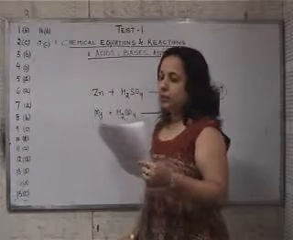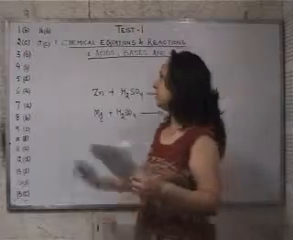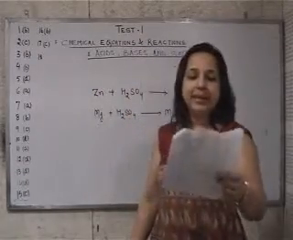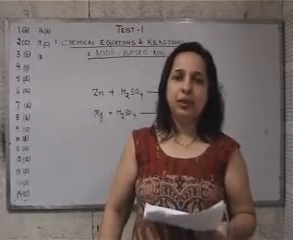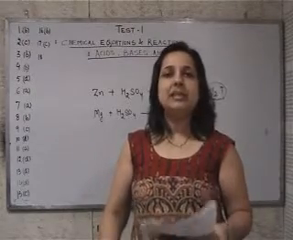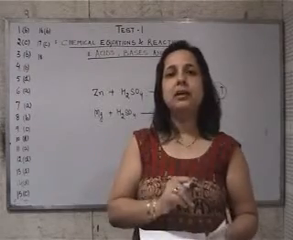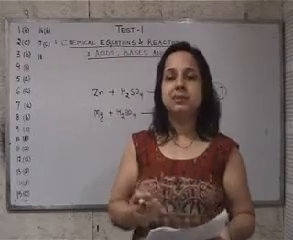18th question. Why should a magnesium ribbon be cleaned before burning in air? A magnesium ribbon is going to have a layer of magnesium carbonate on its surface because of exposure to air. Whenever it is exposed to air, some magnesium carbonate is covering its surface. That magnesium carbonate is not combustible, while magnesium ribbon is combustible.